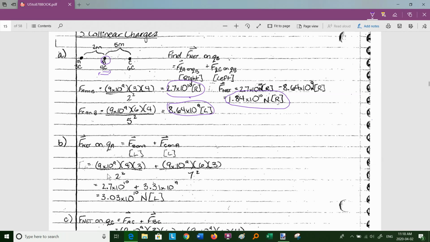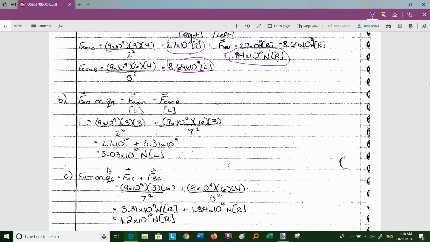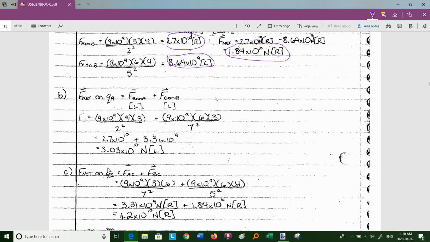3.03 by 10 to the 10 newtons to the left. So notice the net force on A is not the same as the net force on B. The net force on C, well, that's different as well.